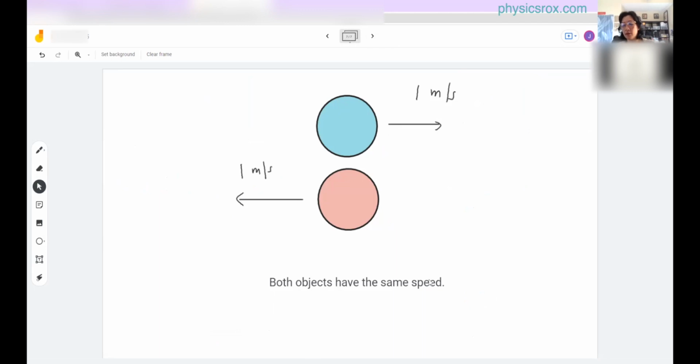No. Because they have different direction, they have different velocity.